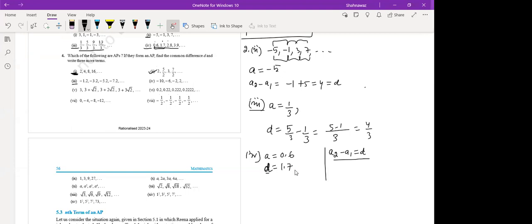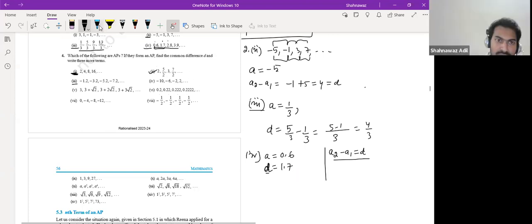The common difference is 0.8. No, 1. Oh, 1 point. So okay, then we have to revise.